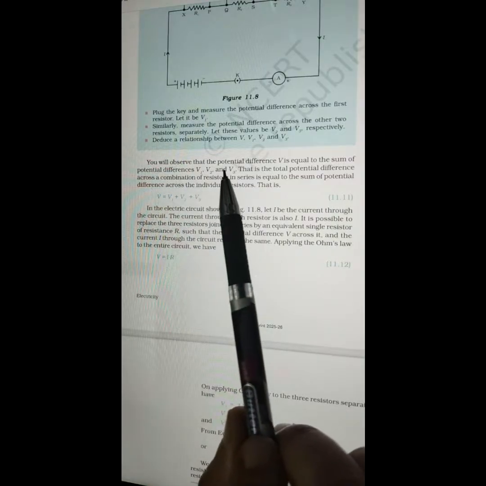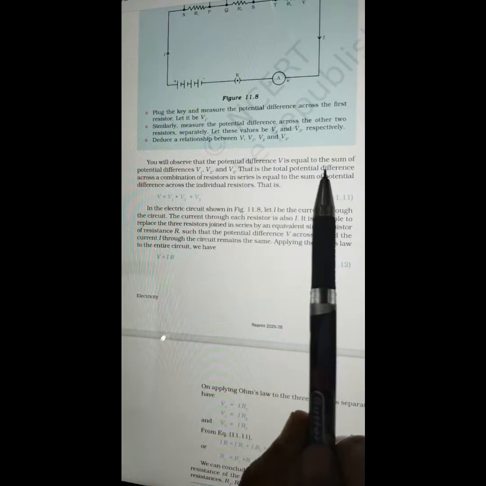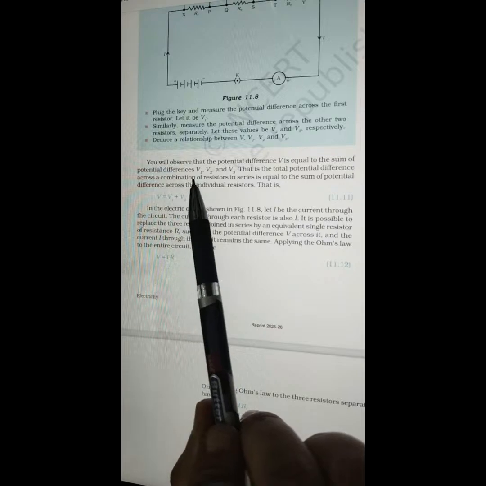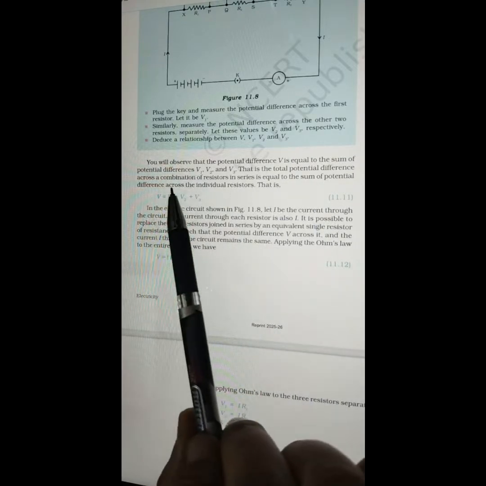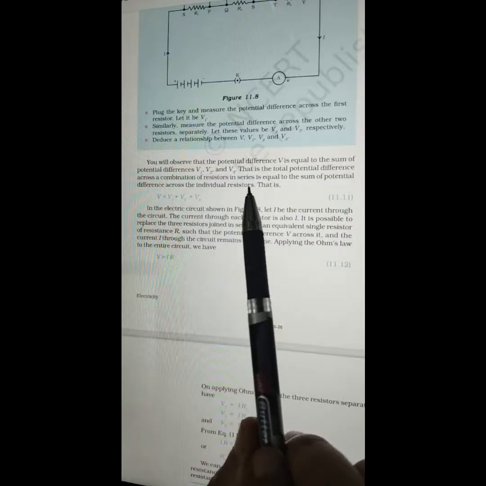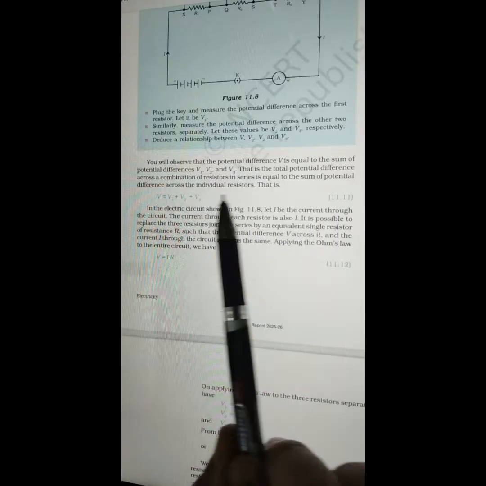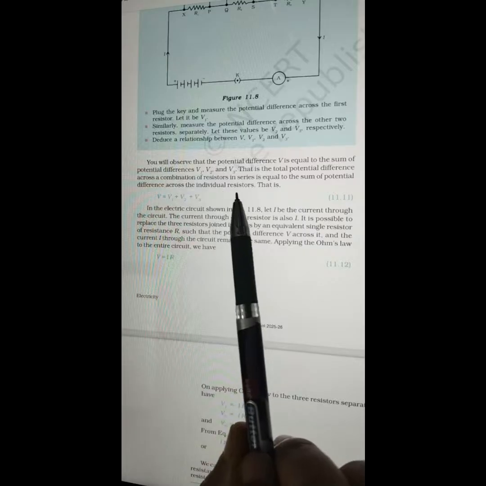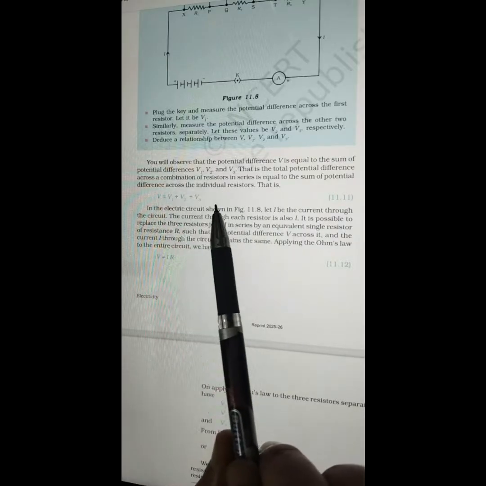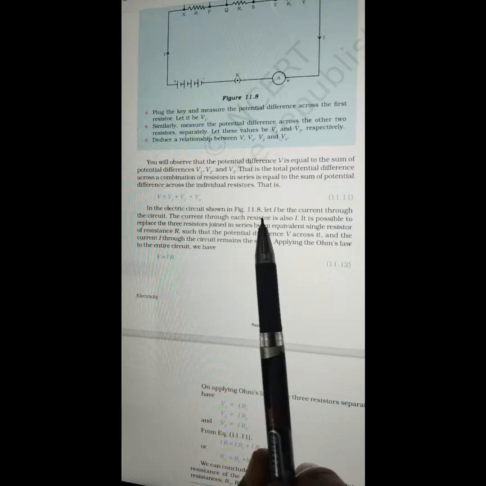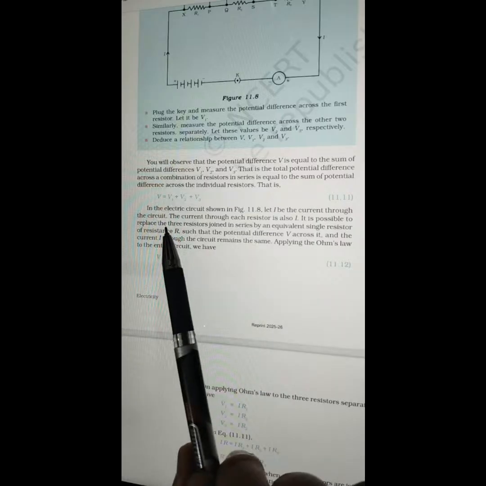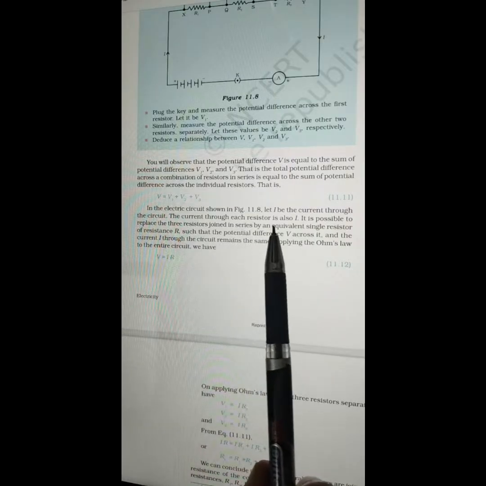You will observe that the potential difference V is equal to the sum of potential differences V1, V2, V3. That is, the total potential difference across a combination of resistors in series is equal to the sum of potential difference across the individual resistors. That is, V equals V1 plus V2 plus V3. In the electric circuit shown in figure 11.8, let I be the current through the circuit. The current through each resistor is called I.